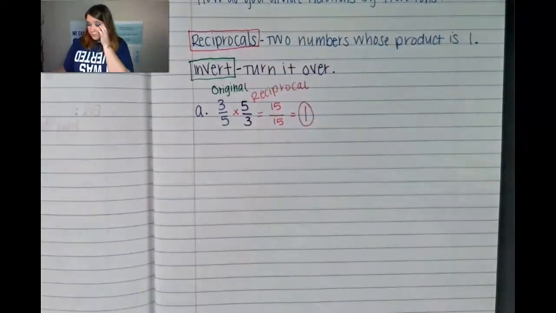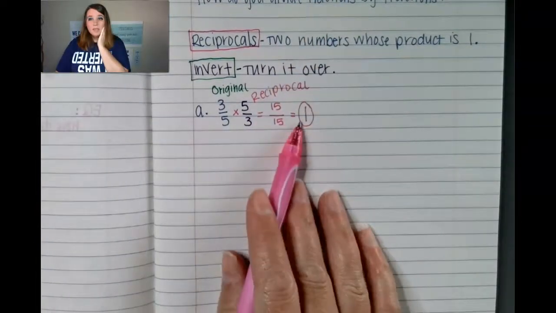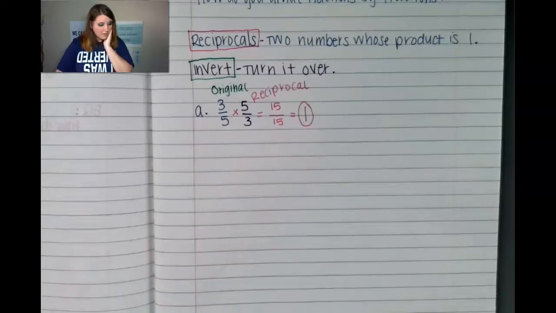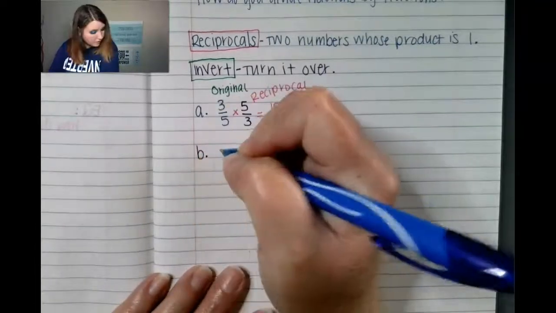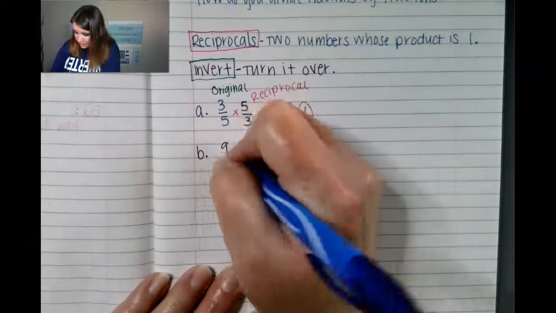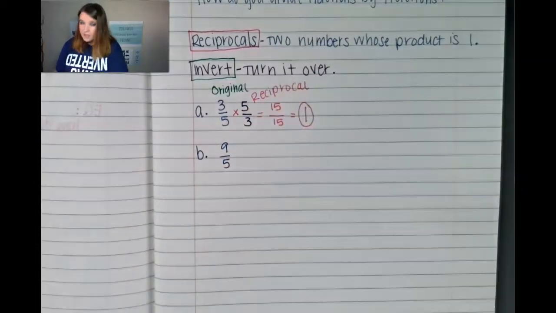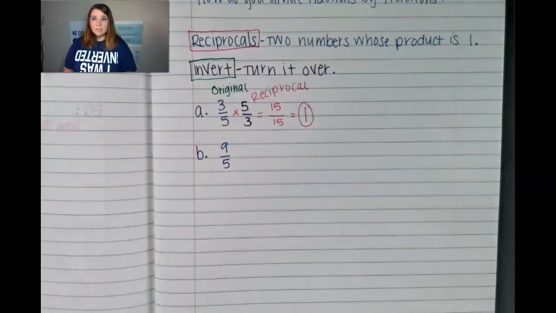There we go. Okay, so that's how we get to the 1. Okay, let's try another original number, and let's see how this works. Let's try the number 9/5. So if I wanted to make this one into a reciprocal, I would have to invert 9/5.